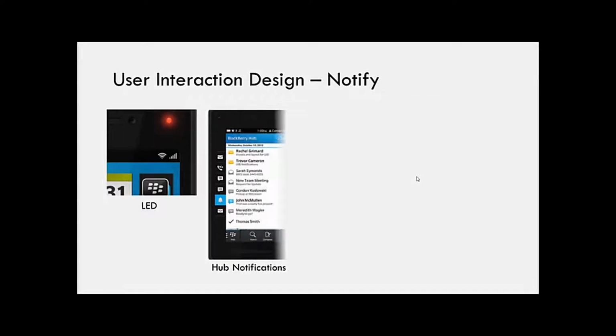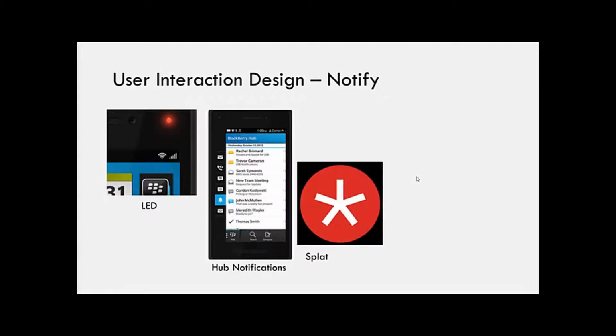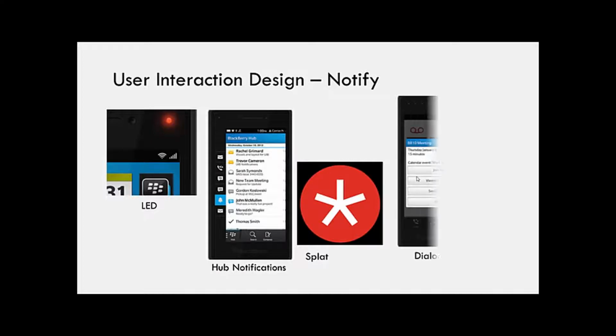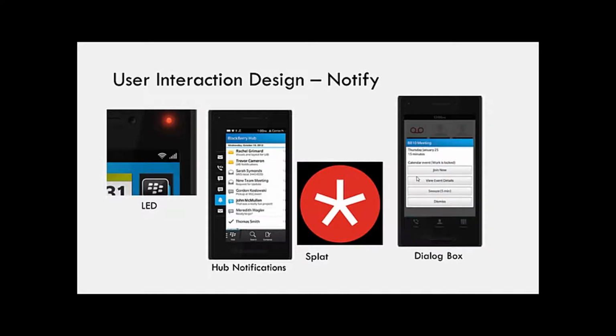LED, hub notifications, and app icon splat are all perfect for incoming messages or for new content in general without interrupting the user's flow. Toasts and dialog boxes, on the other hand, are more intrusive and are better reserved for events that require the user's immediate attention. Since toasts don't necessarily require user dismissal, they are recommended over dialog boxes.